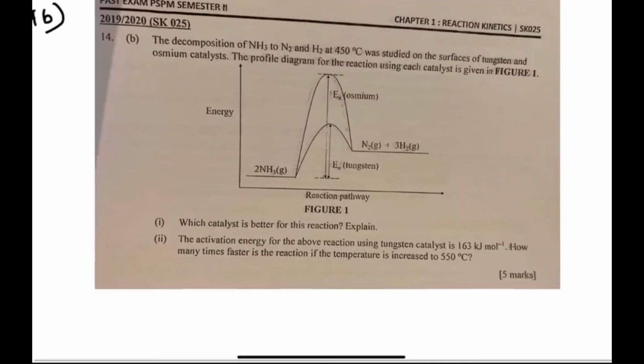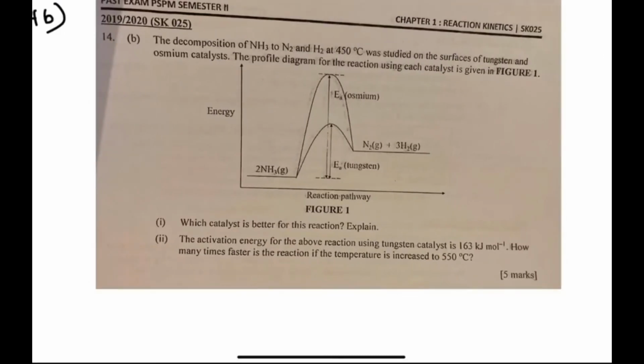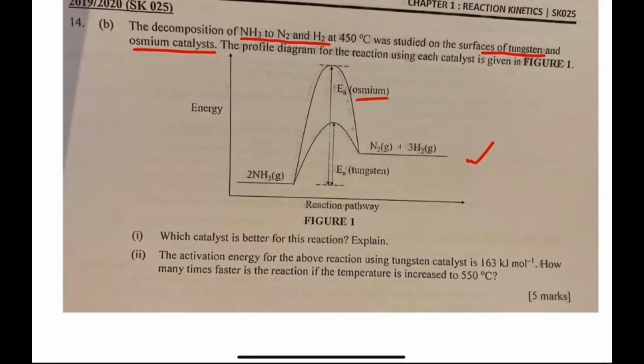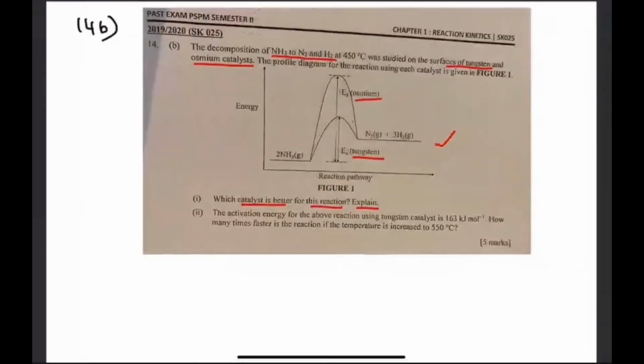14b says, the decomposition of ammonia to N2 and H2 was studied on the surface of tungsten and osmium catalyst. A profile diagram is shown. You can clearly see from the diagram that osmium has got higher activation energy compared to the reaction with tungsten. So now, which catalyst is better for this reaction? Explain. Osmium or tungsten? Tungsten, right? Everyone can follow? Tungsten is better. Why?